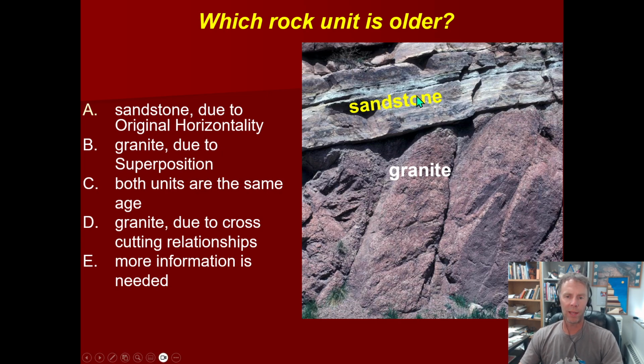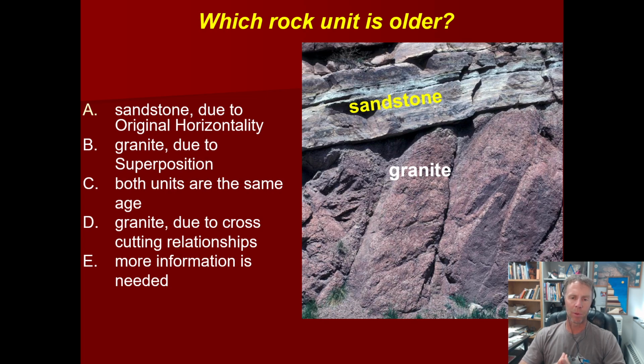So we have granite, we have sandstone. Where I get a lot of people, and maybe I got you, and that's okay, mistakes are meant to be made, and that's how we learn, is the granite sits below the sandstone. So a lot of people like B because they're like, oh, granite's on the bottom, sandstone's on top, superposition, moving on. But remember that superposition only applies to sedimentary rocks.